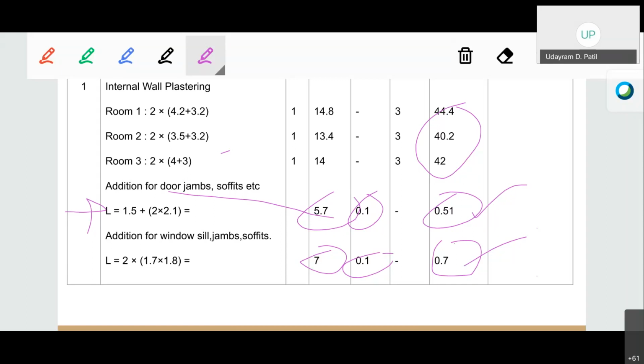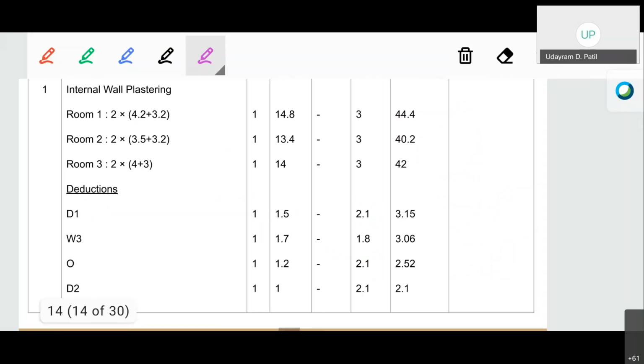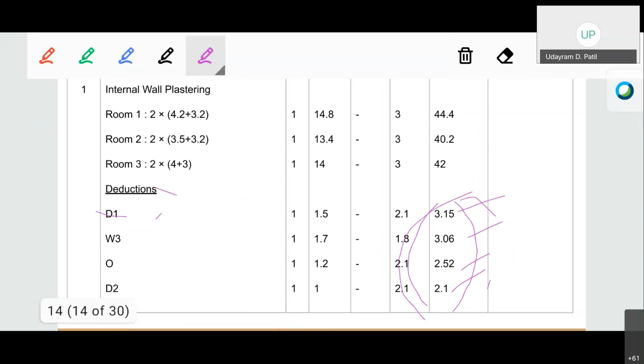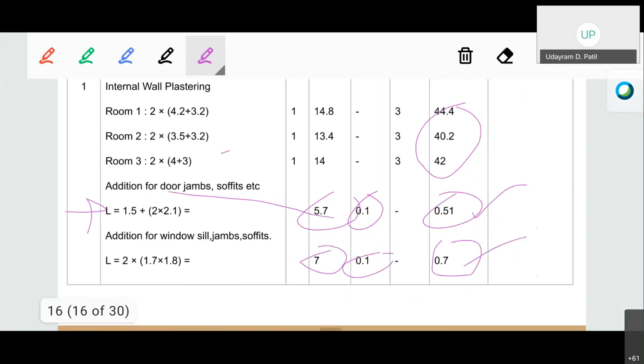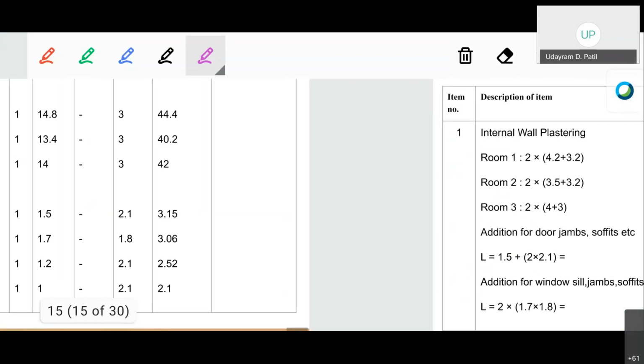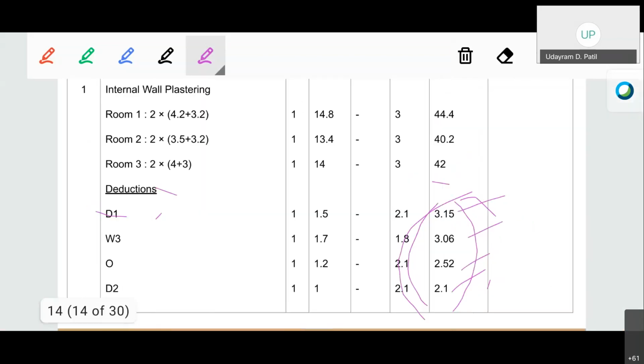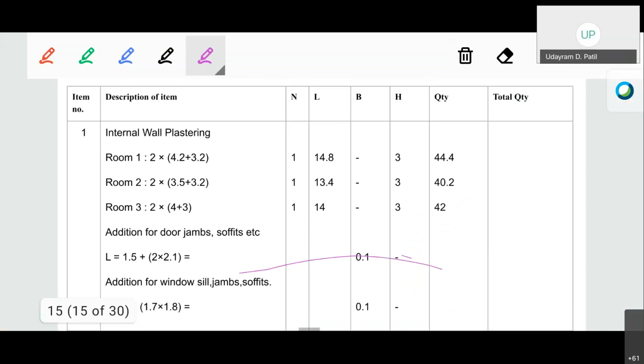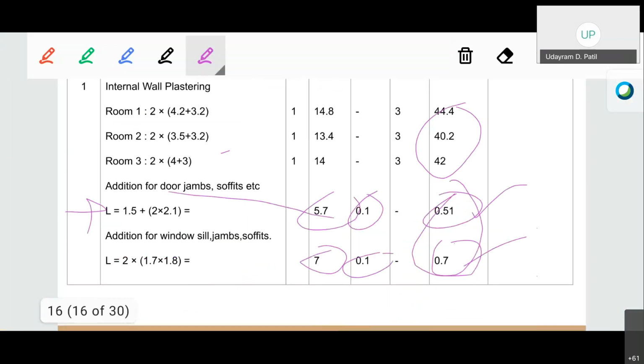येणार. Okay, gross quantity is आपली 126.6 meter square. From that particular quantity, deduct all of these values and only add this particular value. Okay, ह्या ज्या काही व्हॅल्यू होत्या आपल्या 3.15, 3.06, 2.52 and 2.1, we have to deduct that particular quantity and add only this particular addition. Okay, जे काही डोअर जॉम्सचे वगैरे ऍडिशन होते तेच फक्त तुम्हाला ऍड करायचे. All other opening quantity we have to deduct that particular quantity.